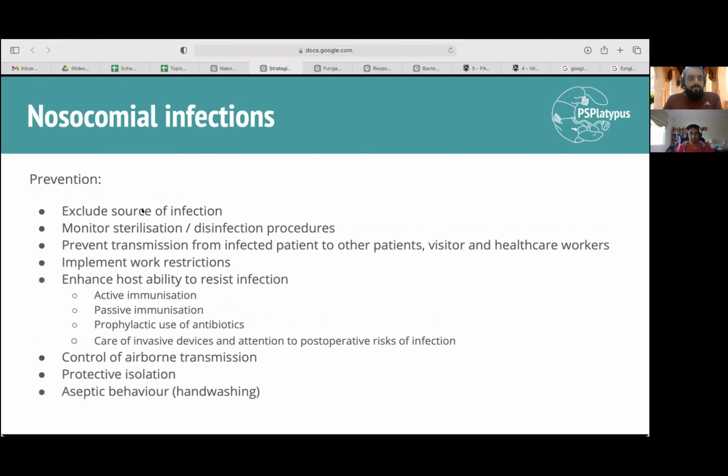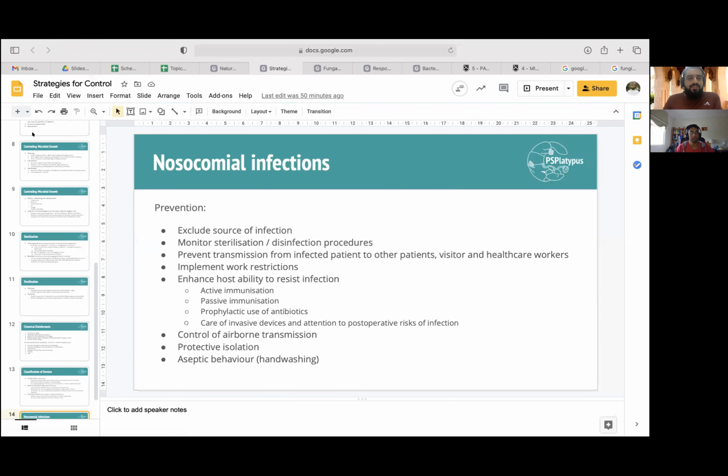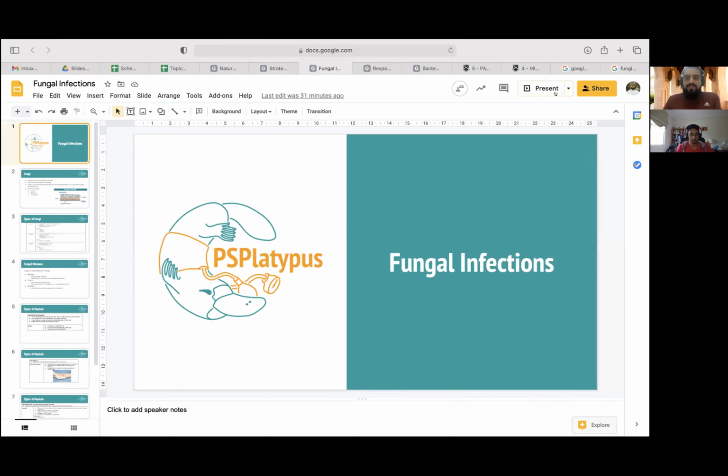And that's it for strategies of control. Now we will move to fungal infection.